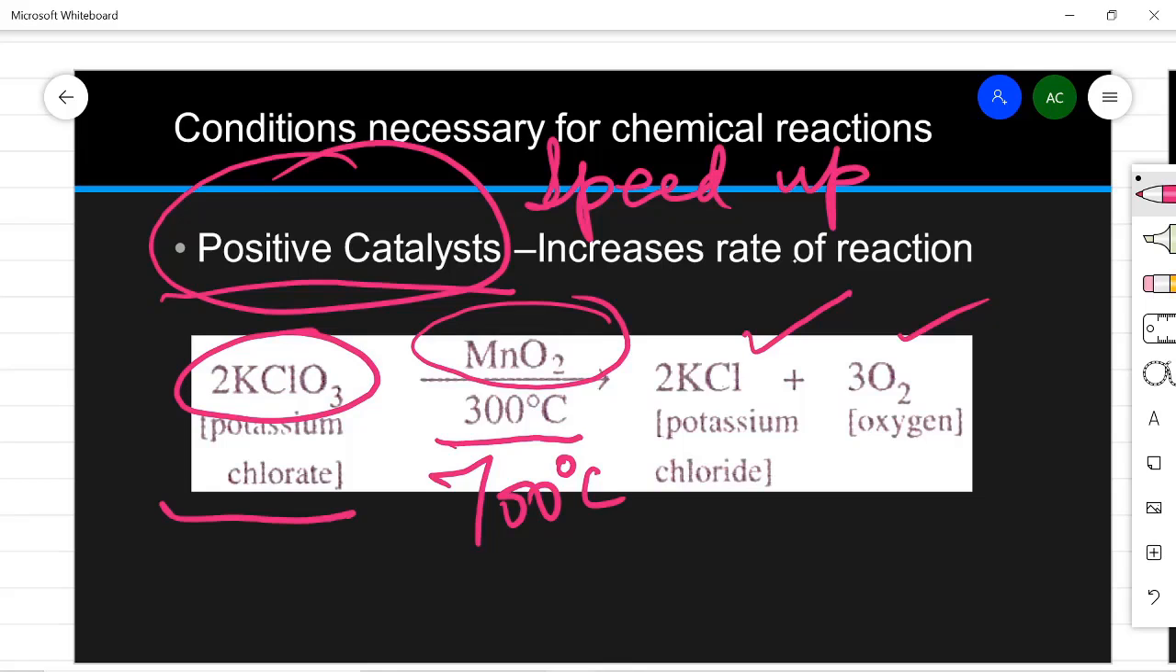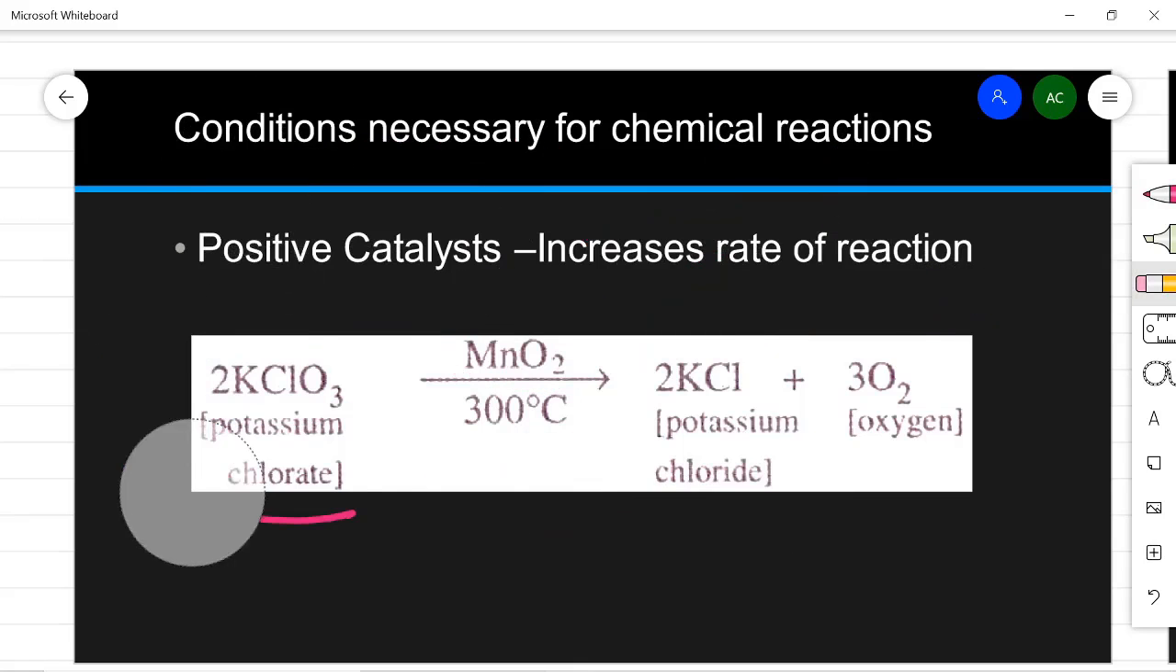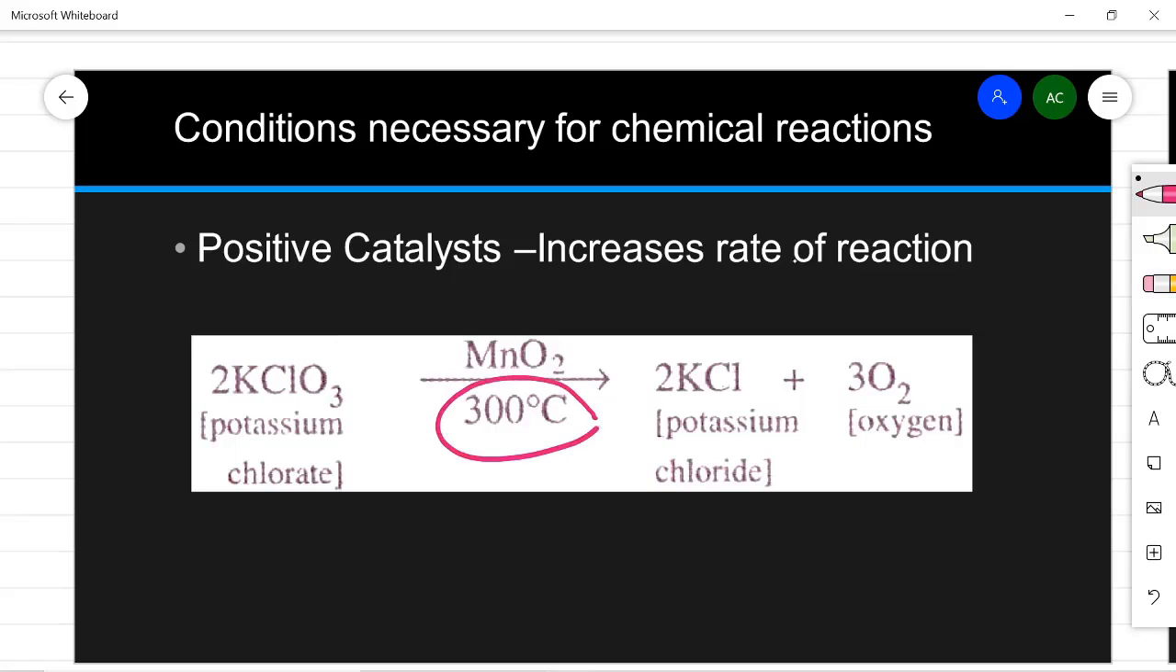But when we add manganese dioxide as a catalyst, this reaction happens at 300 degrees Celsius only. So we have kind of sped up the reaction so that it is happening at a lower temperature rather than going till 700 degrees Celsius. We are completing this reaction at 300 degrees Celsius only with the help of manganese dioxide, and this remains unaffected, comes out as it is.